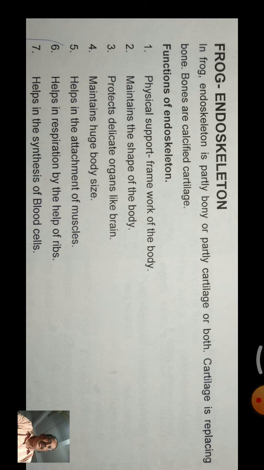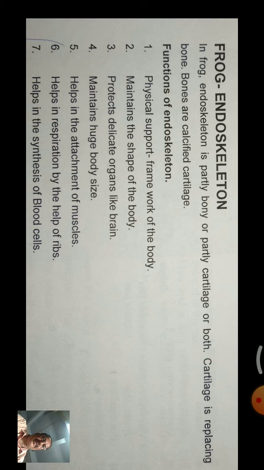Today we are going to discuss something about the endoskeleton of frog. In frog, the endoskeleton is partly bony or partly cartilage or both. Cartilage is replaced by bone, so bones are calcified cartilage.